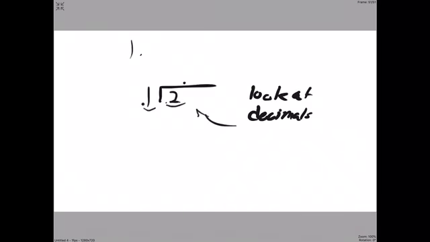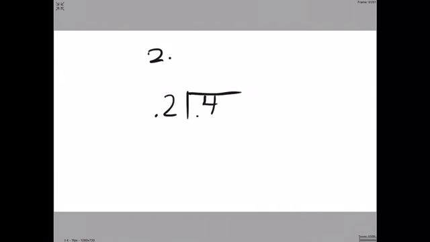The next thing we do is 2 divided by 1. 2 divided by 1 is 2. So you place the 2 up. Our answer is 2. Next problem is 0.4 divided by 0.2.